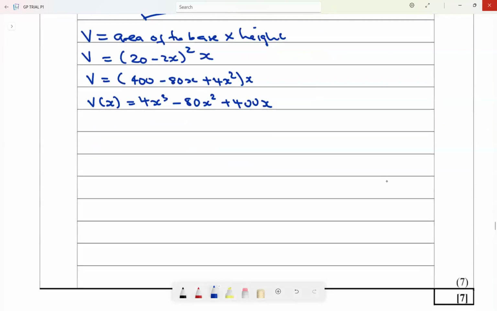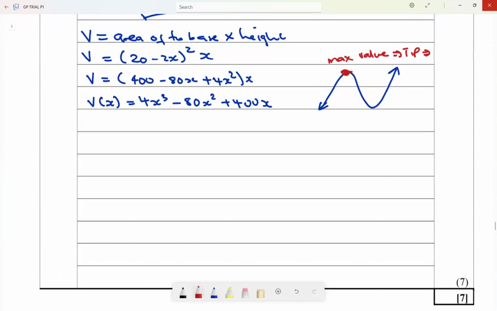And then what do I need to do? Now that I have a formula, can you see this is a cubic function where a is greater than 0? Remember, a cubic function where a is greater than 0, the shape is something of some sort. For me to find the maximum value, it is at the turning point.